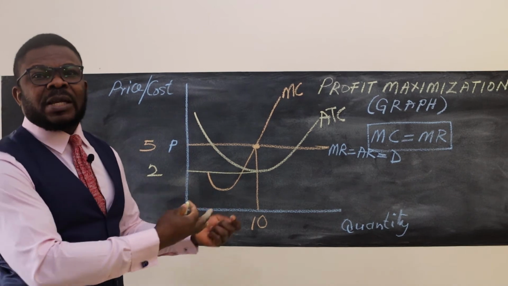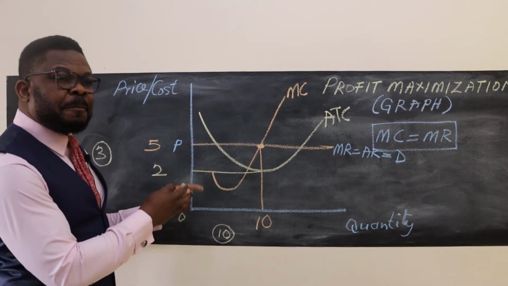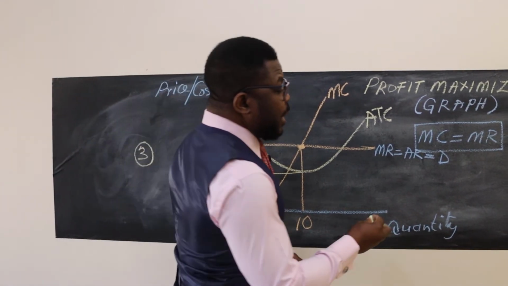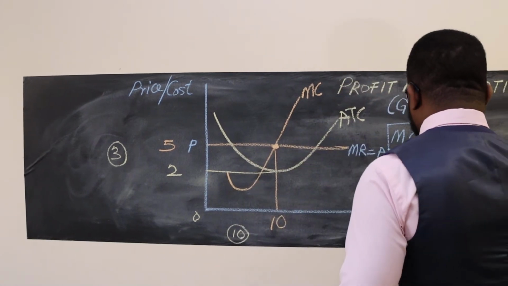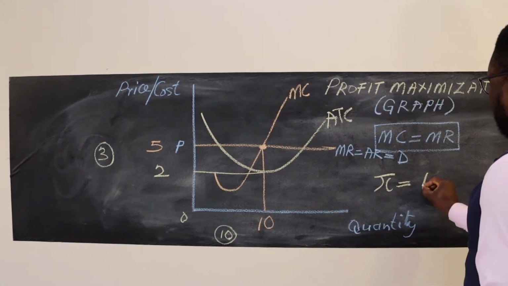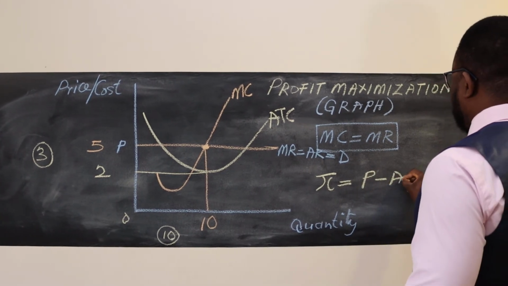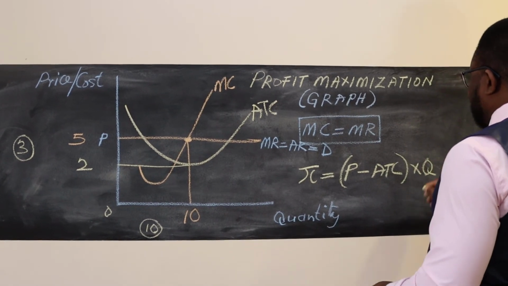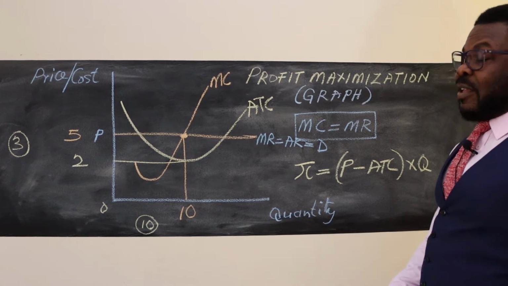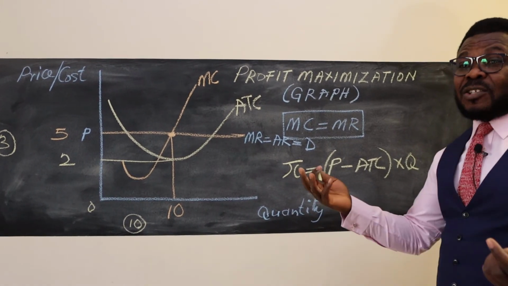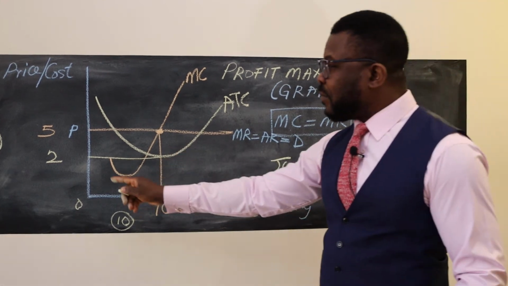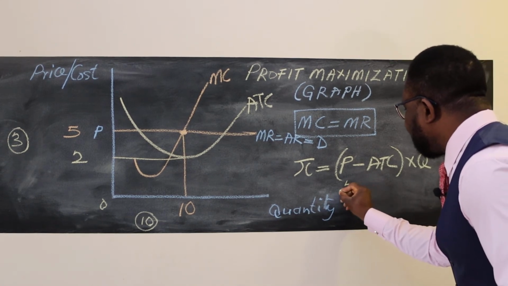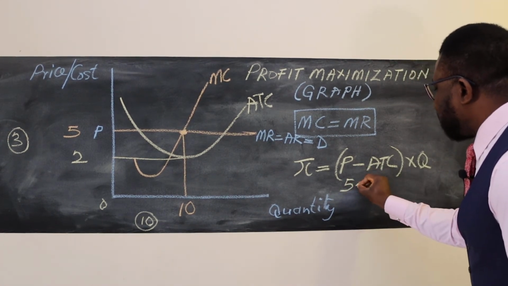But let's prove this from the formula that we know already. That's an easy way, but it's not easy for everyone. So let's look at the step-by-step formula that we know. This formula: profit equals P, price, minus ATC, times the quantity. So we have all the numbers here. If I ask you what the price is, just look at the graph. The price is 5. So put that 5 here and put your minus sign.